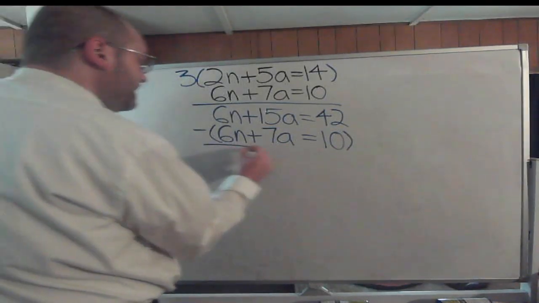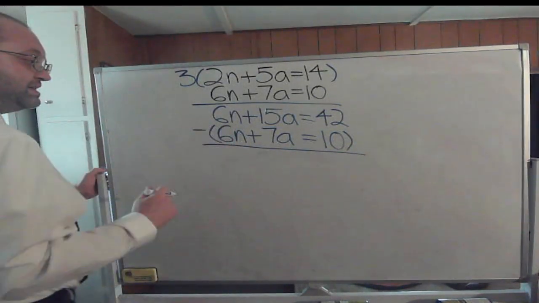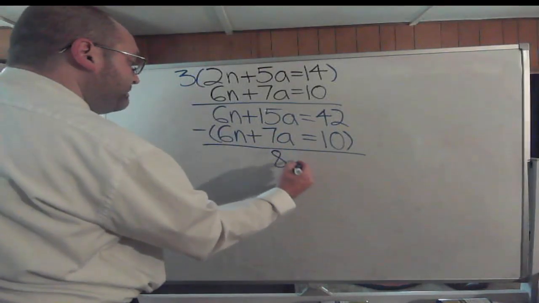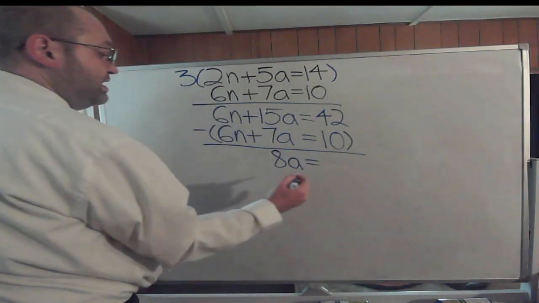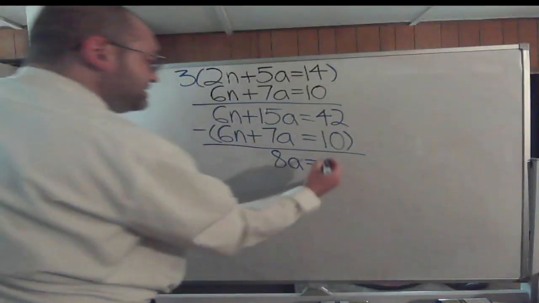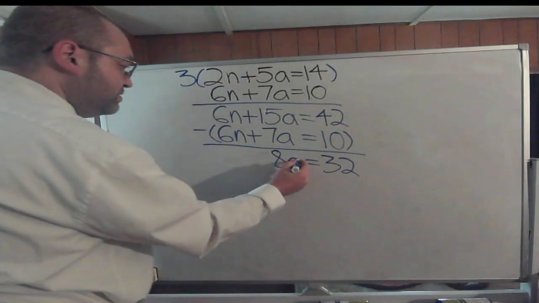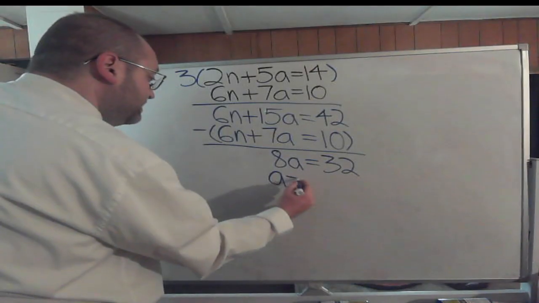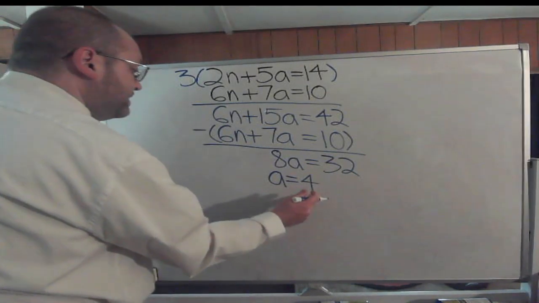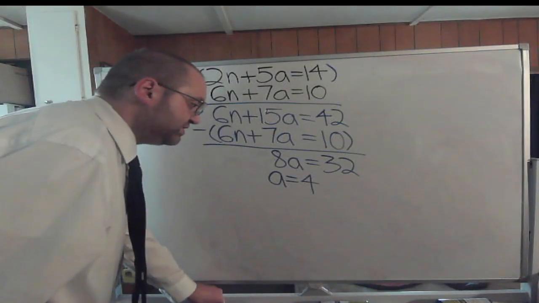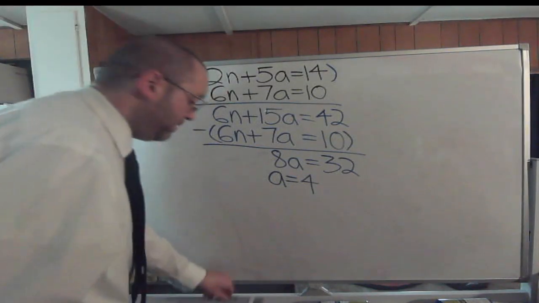So if we do that, 6n minus 6n is 0. 15a minus 7a, that's 8a. And then that's going to be equal to 42 minus 10, that's 32. So you're left with 8a equals 32, which would give you a equals 4. So the a value for the coordinate of the solution is going to be 4.